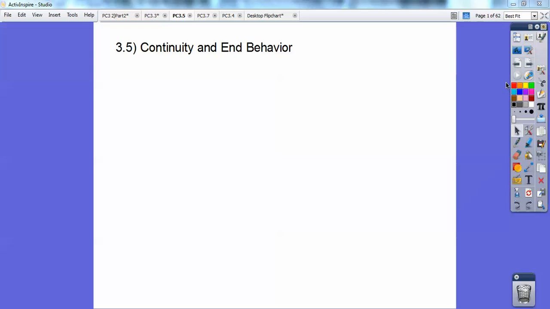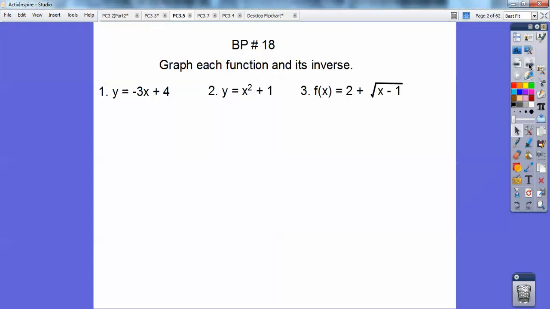Hey everybody, John Travolta here, and this pre-calculus lesson is on continuity and end behavior. It's a big lesson, you guys, so we're going to go kind of fast.